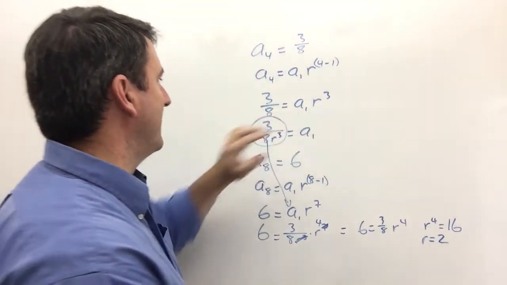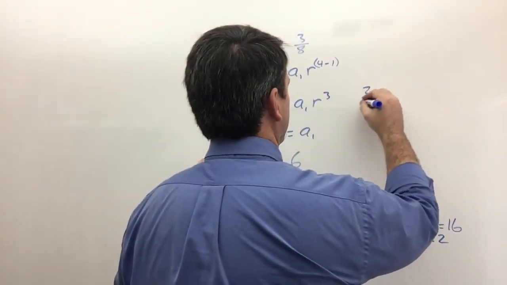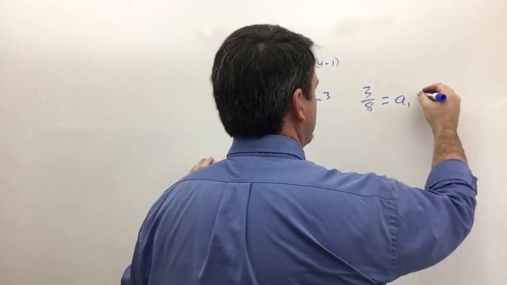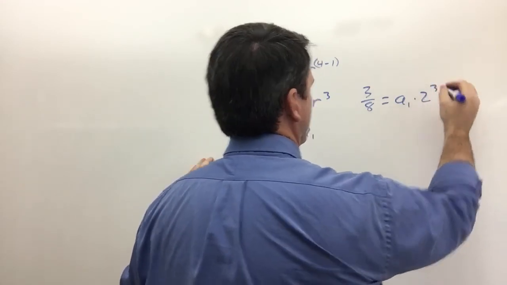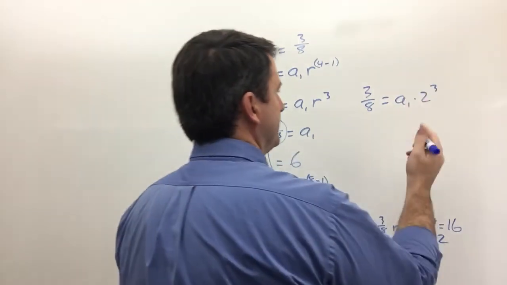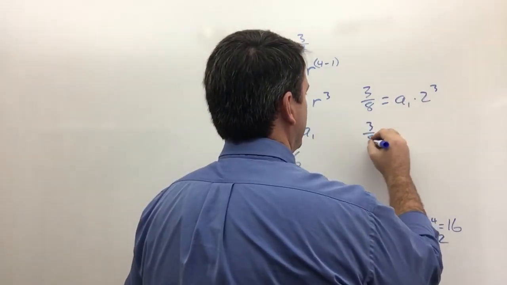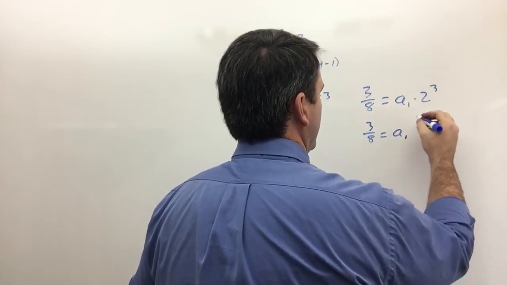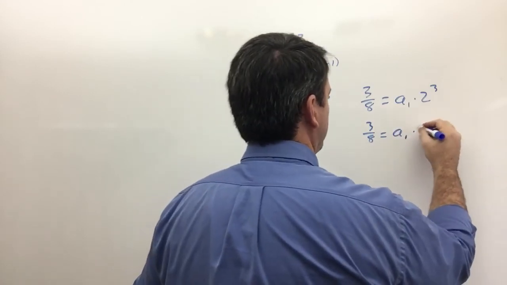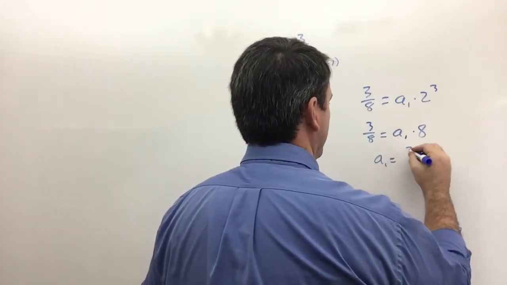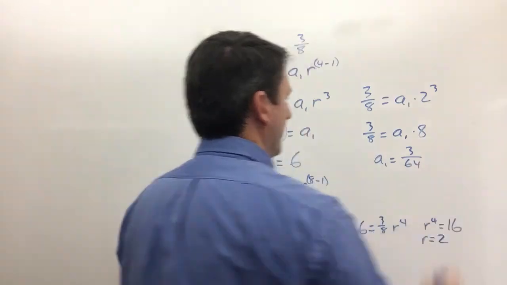And we can go back up here and plug this in. So we get 3/8 is equal to a sub 1 times 2 to the 3rd. And then to solve for a sub 1, 2 to the 3rd is 8. So we get 3/8 is equal to a sub 1 times 8. And then divide both sides by 8. We're going to get that a sub 1 is equal to 3 over 64.